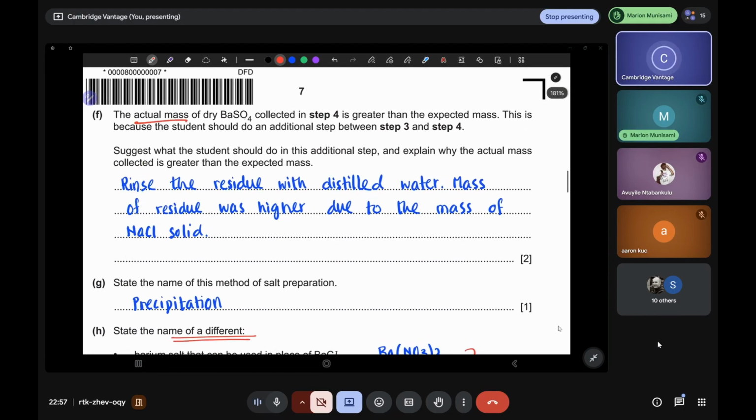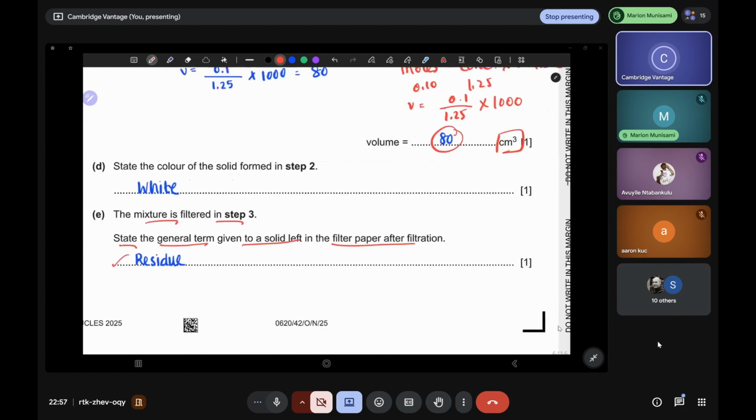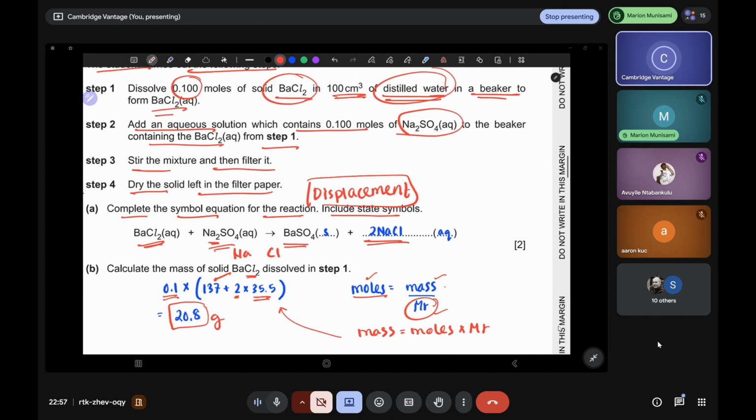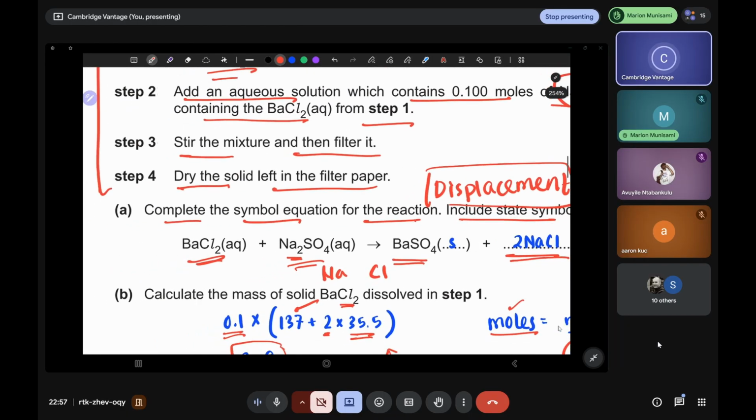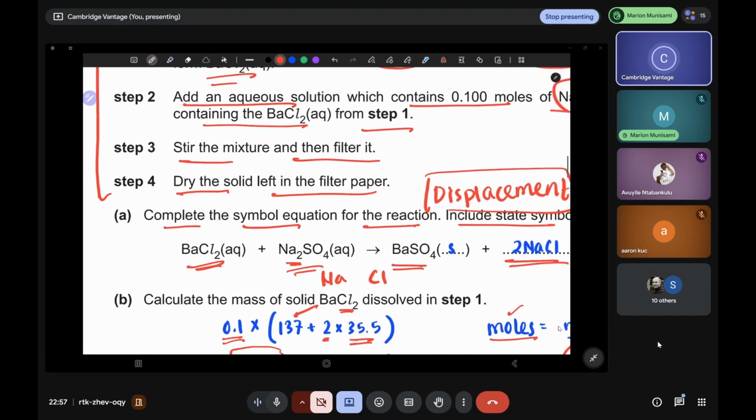The actual mass of dry BaSO4 collected in step 4 is greater than the expected mass. This is because the student should do an additional step between step 3 and step 4. So state what the student should do in this additional step and explain why the actual mass collected is greater than the expected mass. A while back a student asked, how would we know sodium chloride is aqueous? Why isn't it solid? Now we are going to essentially see when sodium chloride would turn solid.